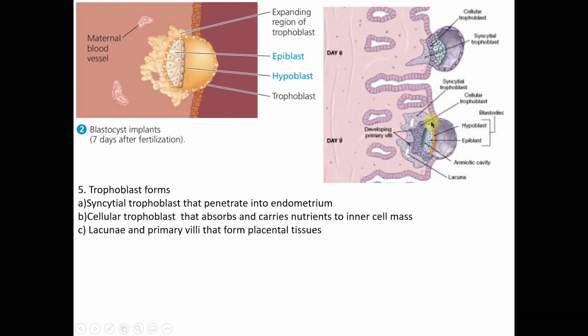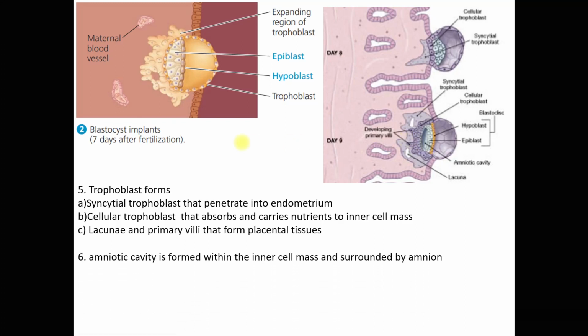And then this trophoblast here also forms lacunae and primary villi. You can see here the lacuna, right, and this primary villi, which eventually will form the placental tissues.